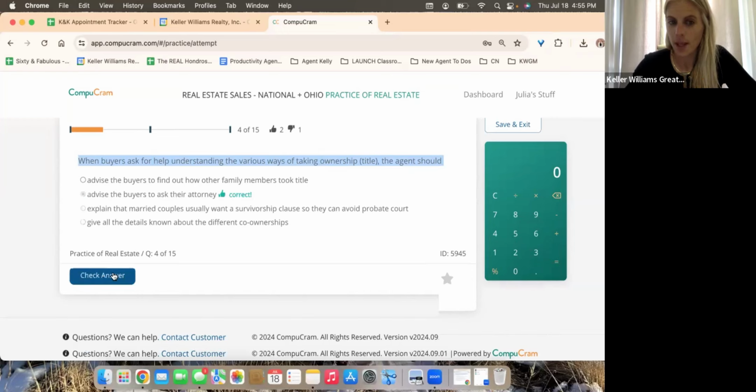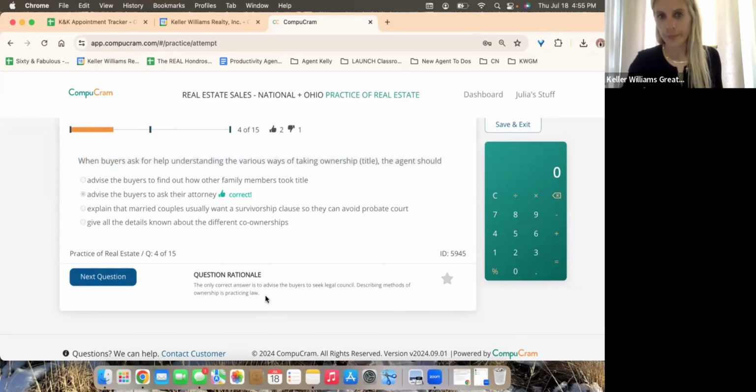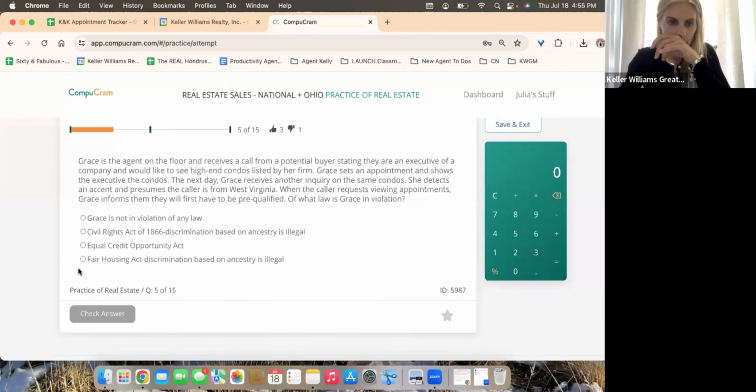Okay, we got B, and B is correct. Good job. So advise legal counsel, because describing methods of ownership is practicing law. Cool. All right.